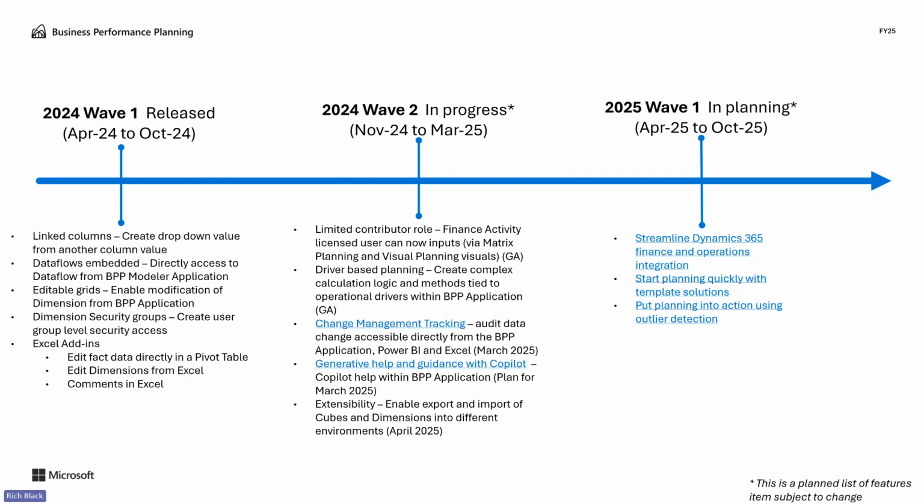And finally, put planning into action using outlier detection. It's leveraging one of our AI forecast algorithms that is already leveraged by demand planning, putting it into our BPP solution to enable you to detect any anomalies that happen, through differences between your actuals, your budget, or your forecast, and then enable you to take action on it.